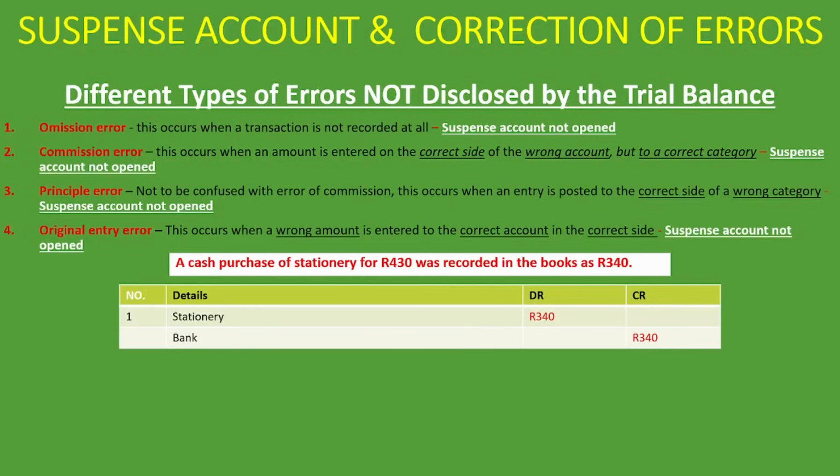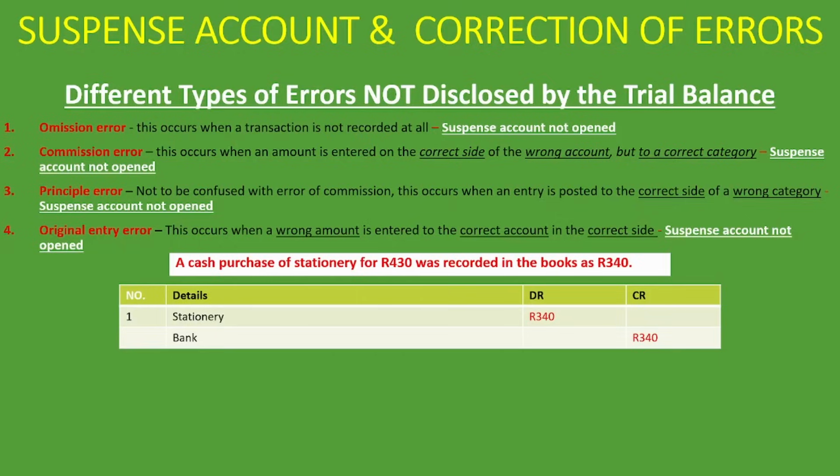And here with the original entry error, because we are making a mistake with the debit as well as the credit, the trial balance will not pick that up. The trial balance will still balance. As you can see here, we debited stationery 340 and we credited bank 340, even though we should have done so with the correct amount of 430. And that's why the trial balance won't pick it up, because the debit and the credit are still the same amounts. Okay, so this is the error of original entry.